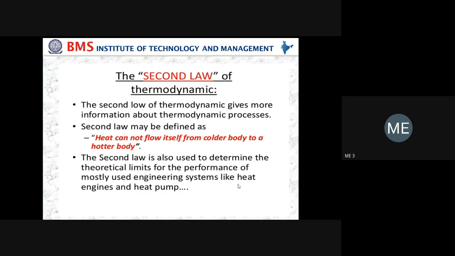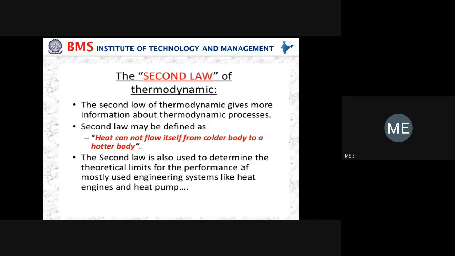the first law of thermodynamics is mainly based upon the law of conservation of energy. So only the energy interaction we can study in case of first law of thermodynamics. It does not give the direction of flow of heat transfer. Okay, so the second law of thermodynamics gives the direction of the heat flow, whether from hotter body to colder body or colder body to hot body. Okay, so it gives more information about the heat flow.